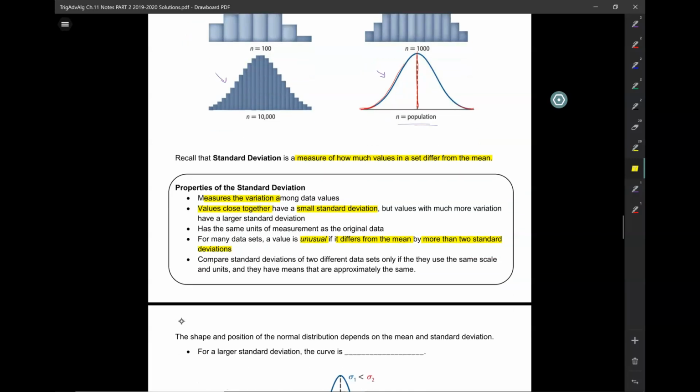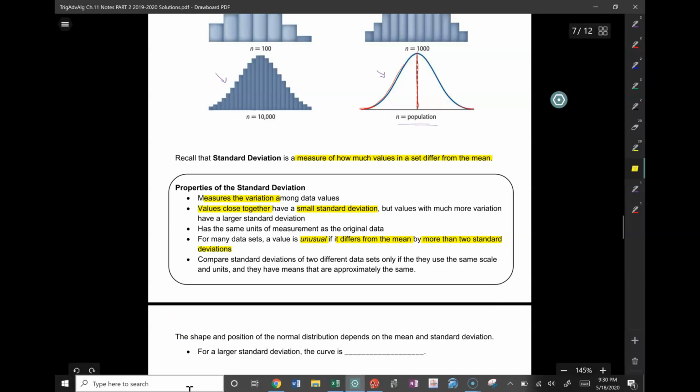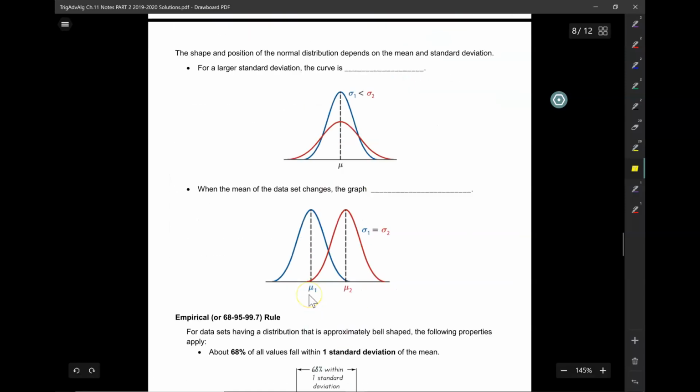And we can compare standard deviations of 2 data sets only if they use the same scale, right? So if you have heights of girls and boys, but you measure the girls in centimeters and the boys in inches, you cannot compare them. Okay, let's talk about the shape.